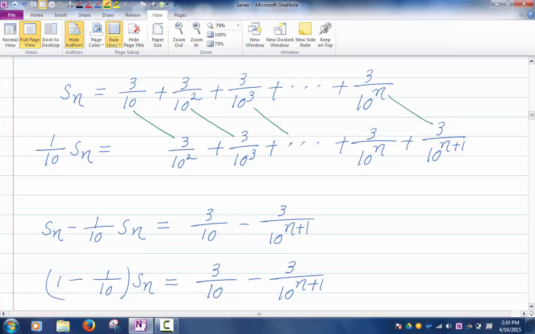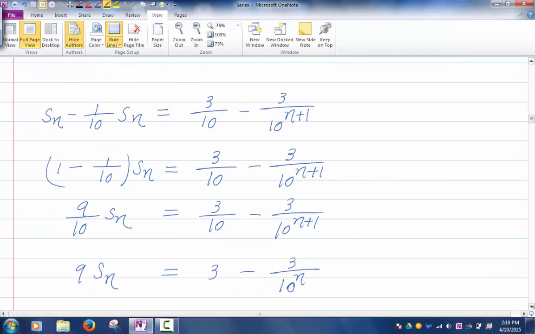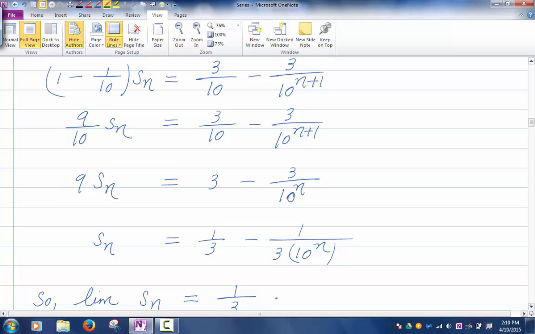Okay. Now, what is Sn minus 1/10 Sn? Well, that is basically 9/10 Sn, right? 1 minus 1 over 10, that's 9/10. So I still have the same right-hand side. And finally, I'm going to solve for Sn. How would I solve for Sn? Multiply both sides by 10 and then divide by 9. So multiply both sides by 10, you get 3 minus 3 over 10 to the n, and then Sn would be 1/3 minus 1/3 1 over 10 to the n.